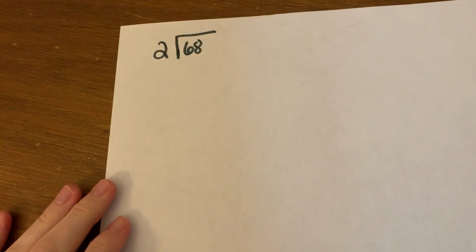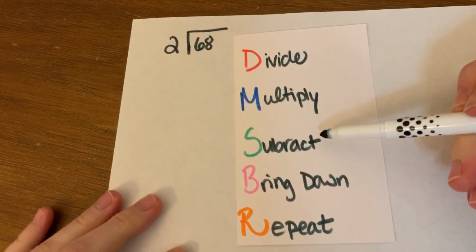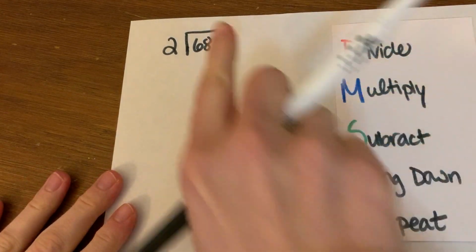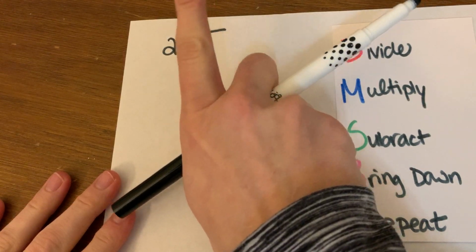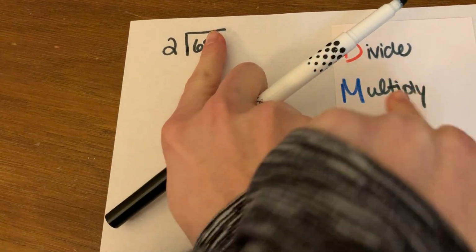There are certain steps that we follow when we are practicing long division, and they are to divide, multiply, subtract, bring down, and repeat. I'm going to show you what that looks like. The first thing we're going to do is divide. I always cover up everything except for the first digit first, and I ask myself, 2 times what?